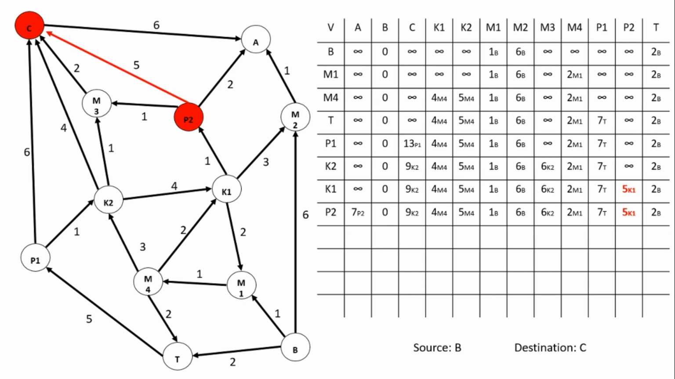Next, visit vertex C. Add vertex P2 to C, then we will get a total distance of 12. But since we have the smallest distance of C, which is 9, we are not going to update. Next, visit M3. Add P2 to vertex M3. We will have a total distance of 6 coming from P2. So, update the previous vertex of M3.